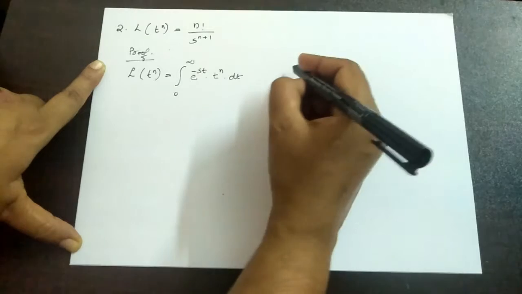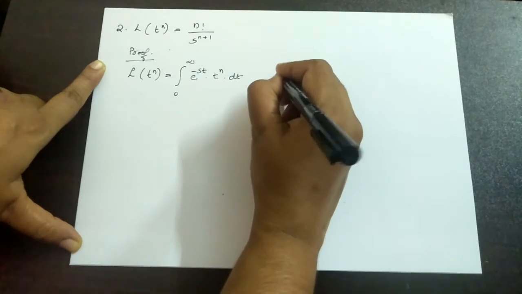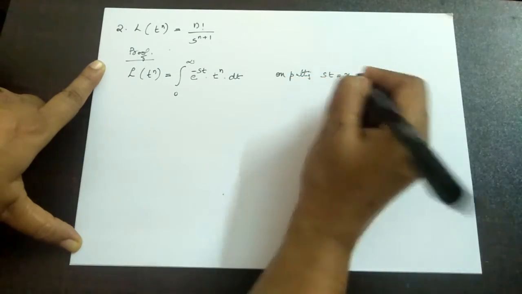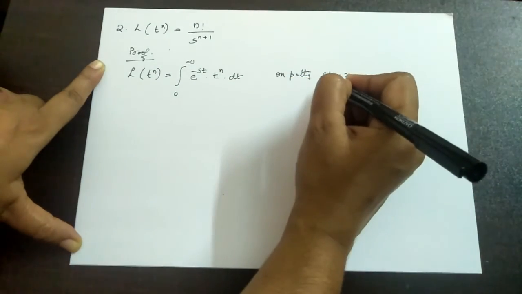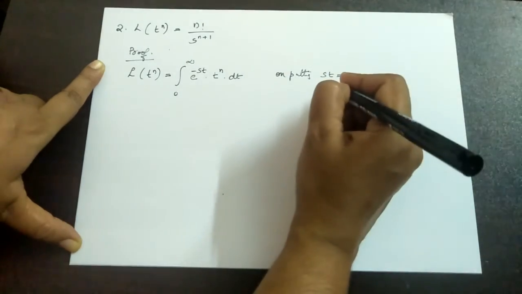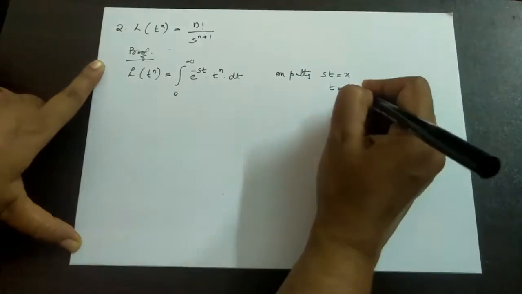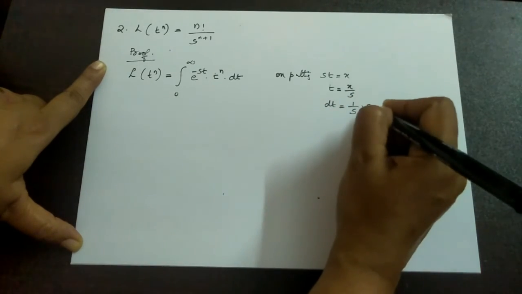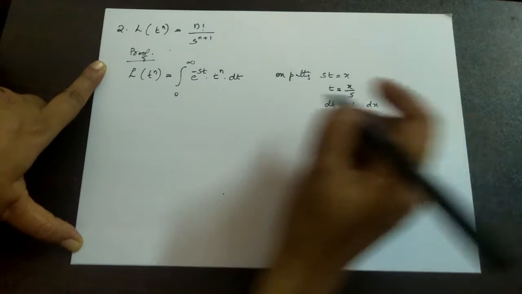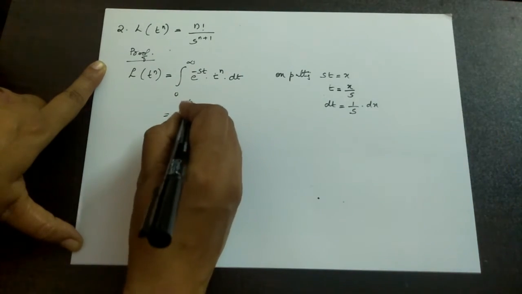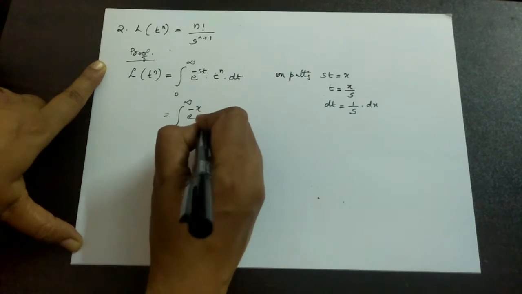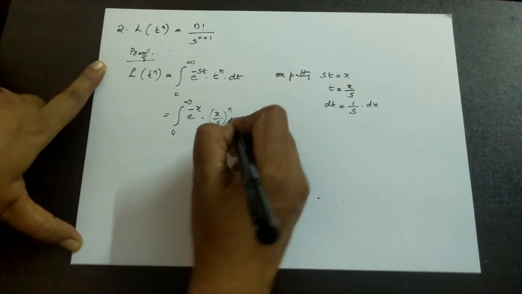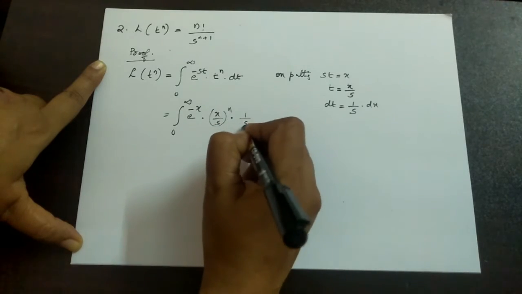Now we can substitute on putting st equal to x. By using substitution method, we can put st is equal to x, so that t equal to x by s. So we have dt is equal to 1 by s, which is a constant, into dx. Therefore, in the place of st we can write x, in the place of t we can write x by s, and in the place of dt we can write 1 by s into dx.